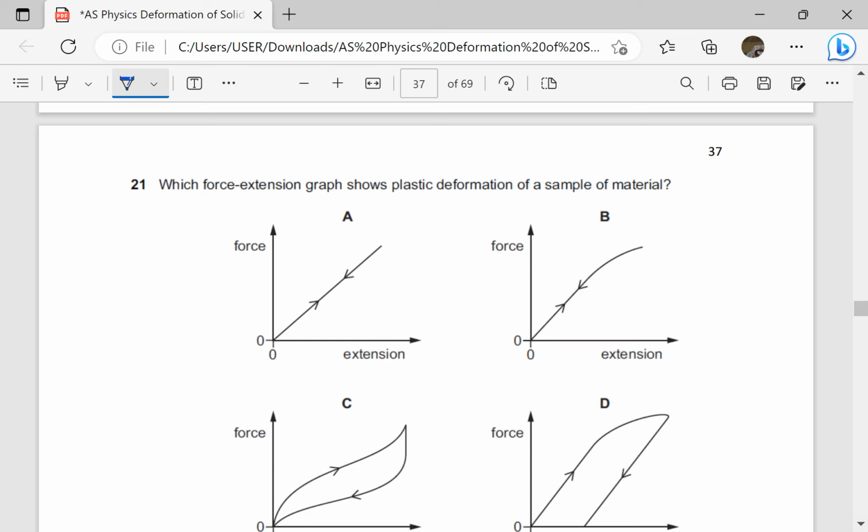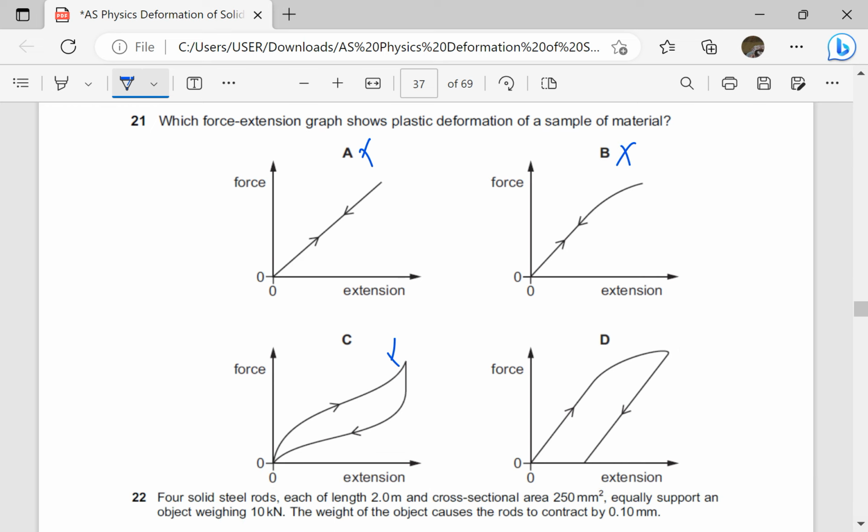Which force extension graph shows plastic deformation? This is elastic, that is elastic. So the answer is going to be D. When the deforming force is removed, the material retains some extension. So that is plastic deformation.